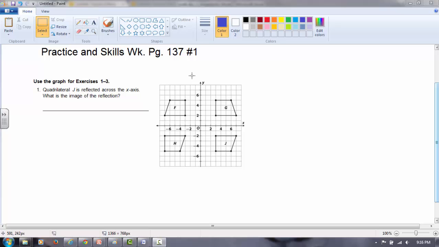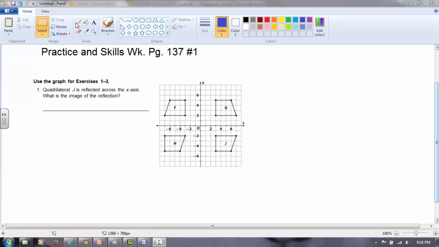Okay, this problem is from the Practice and Skills Workbook, page 137, problem number 1. Use the graph for exercises 1 through 3. In this number 1, quadrilateral J is reflected across the x-axis. What is the image of the reflection?